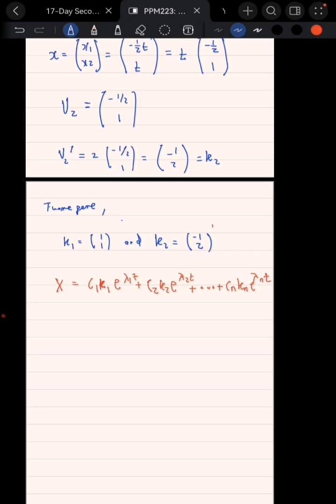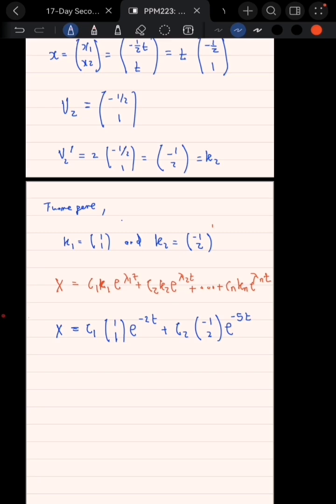The general solution to the homogeneous system for this problem will be x equals c1 times the eigenvector k1, which is (1, 1), e to the power minus 2t, this eigenvector corresponding to the eigenvalue minus 2, plus c2 times the eigenvector (minus 1, 2), which corresponds to the eigenvalue minus 5, e to the power minus 5t.